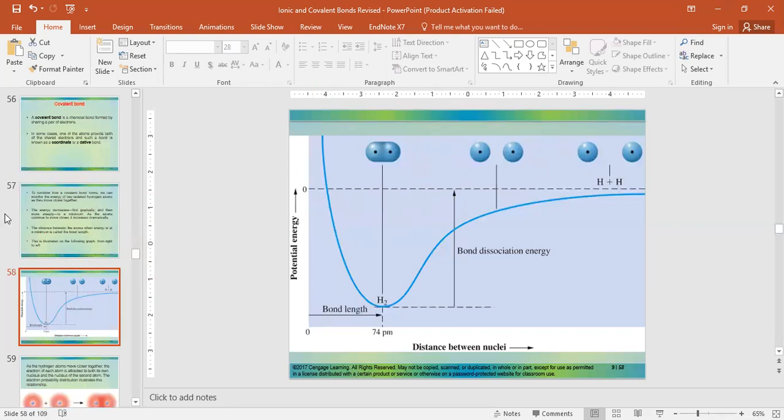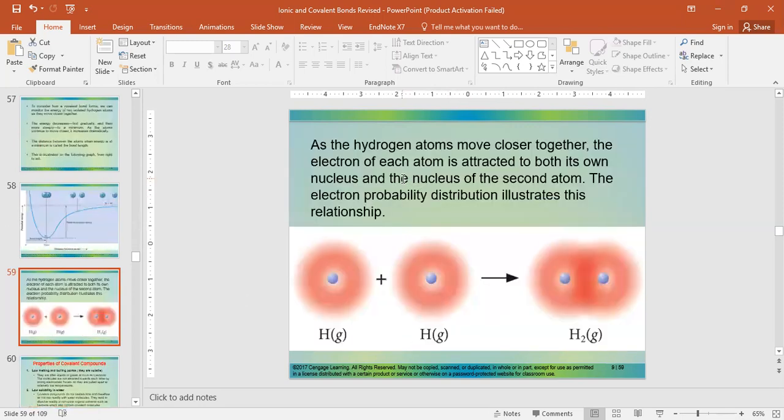And what causes this? Remember, when you bring two atoms together, for example, hydrogen, as you can see here, as the hydrogen atoms move closer, the electrons of each atom are attracted to both its own nucleus and the nucleus of the other atom.